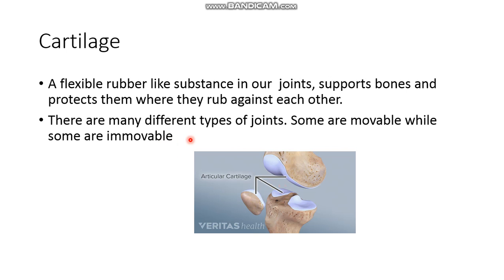Okay, there are many different types of joints. Some are movable, while others are immovable. Clear, students?